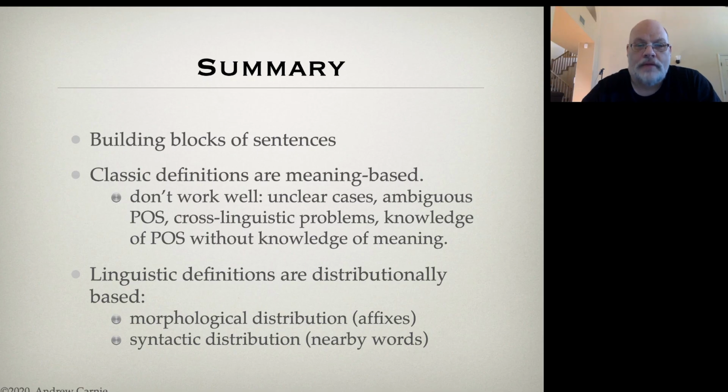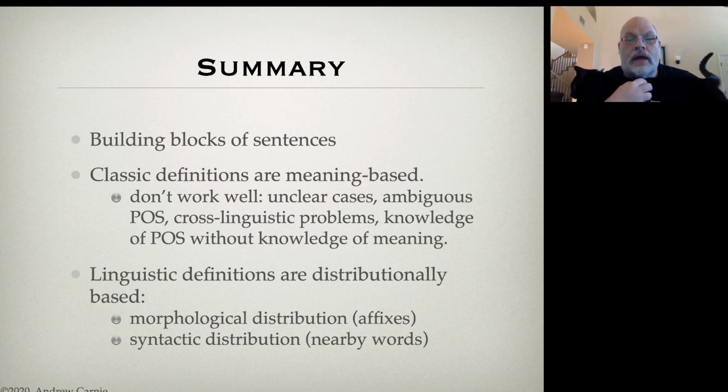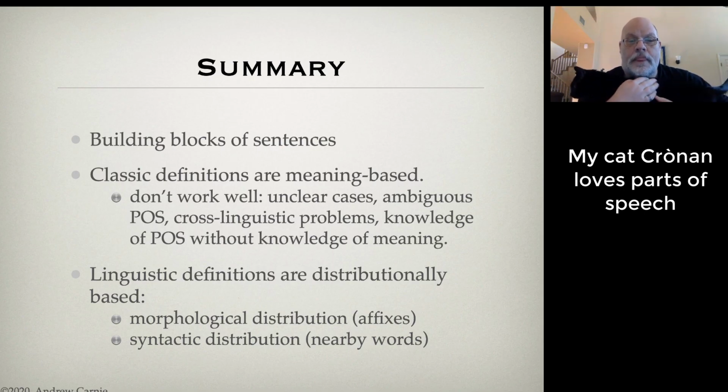Okay, to summarize, what we've talked about in this video is that we care about parts of speech because they form the building blocks of sentences. They tell us which words appear in which positions. The classic definitions of these parts of speech, while intuitively correct, are highly problematic. They don't catch the edge cases. They don't capture cross-linguistic cases, and they don't allow us to understand how we can actually identify a part of speech without knowing the meaning of that sentence.